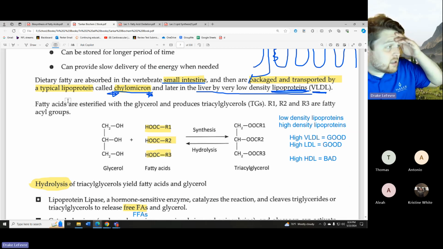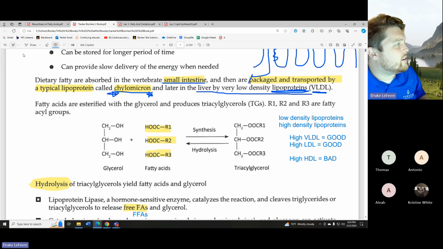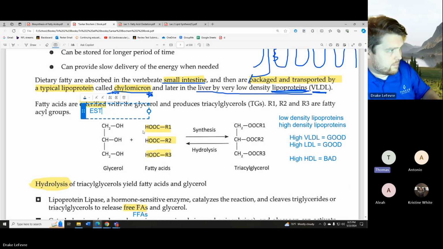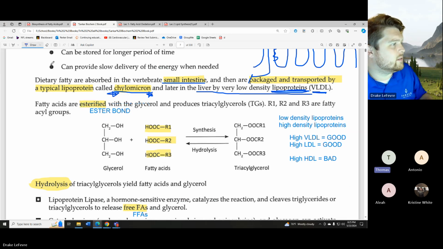So fatty acids are esterified. Who remembers what that word means? So an ester bond, is that like it's bonded to an oxygen singly in one part, and then for the rest of it, there's another? Is there like a keto group attached, or no?